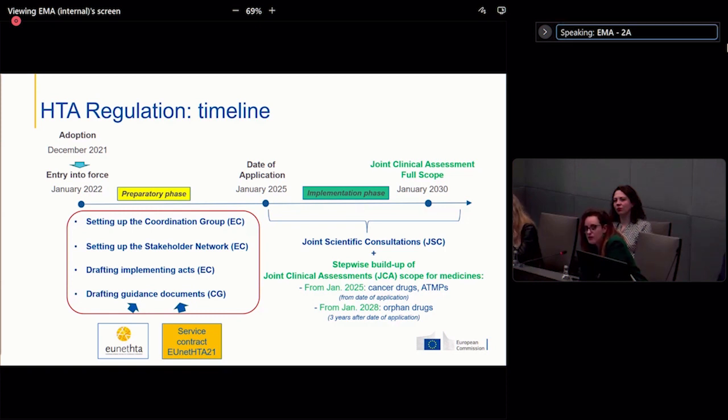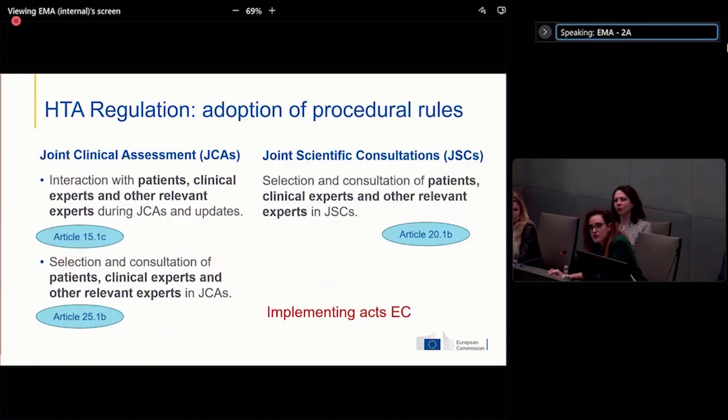But I want to focus here for the meeting today on two things. The fact that the Commission will have to adopt implementing acts under the regulation. As you know, the regulation provides the skeleton of this system and is quite a detailed one, but still a lot of elements will have to be discussed and detailed in implementing acts. And some of these elements relate to the interaction, selection and consultation of experts in both joint clinical assessment and joint scientific consultations.